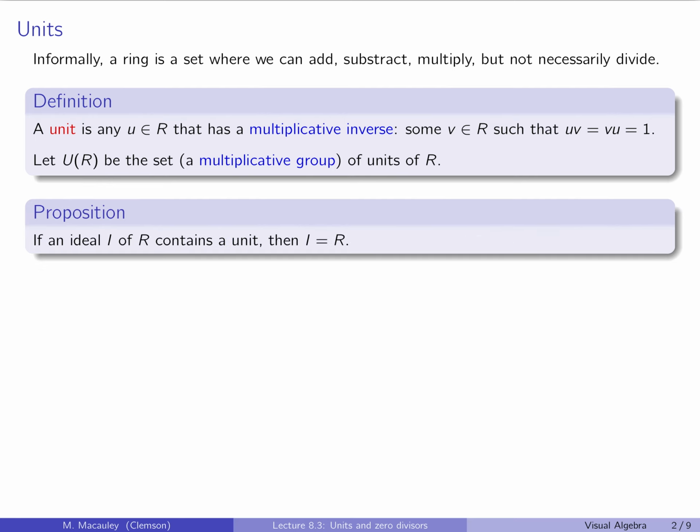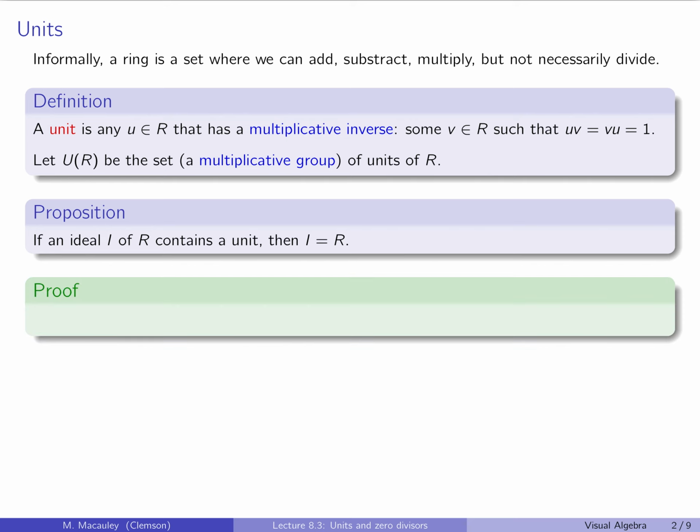Here's a very basic but important fact. If an ideal of a ring contains a unit, then that ideal must be the entire ring. Let's prove that. So let's take a unit u, which is in the ideal I. And what we'll show is that for any element in the ring, that element has to be in I as well.